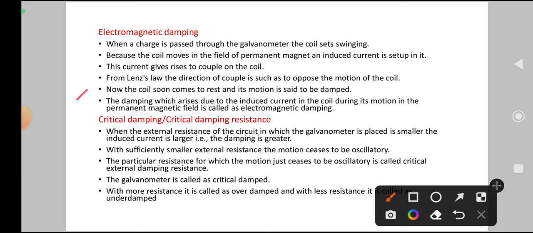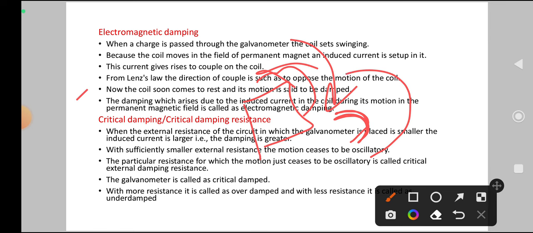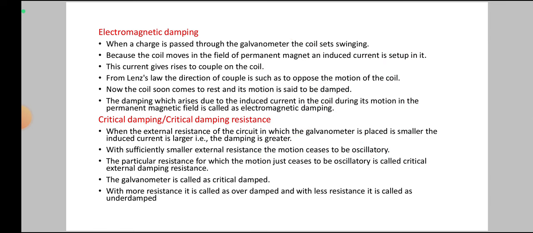Now the coil soon comes to rest and its motion is said to be damped. Let it be moving in this direction, then the couple acts opposite to it. What happens? It swings slowly. Now it swings this much up, later this much up, later like this, and finally it comes to rest. Later it cannot swing.